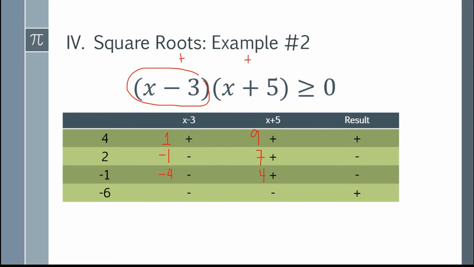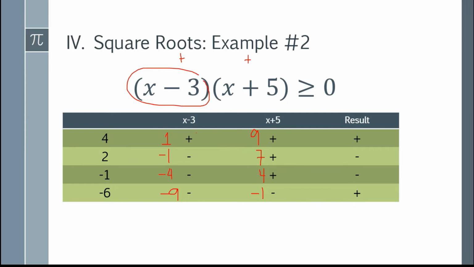Paano naman pag mas mababa siya sa negative 5? So, let's try negative 6. So, negative 6 minus 3 is negative 9. At negative 6 plus 5, that will be negative 1. So, negative times negative ay positive. So, meron tayong apat na values. Ang iiwasan natin dito yung negative.